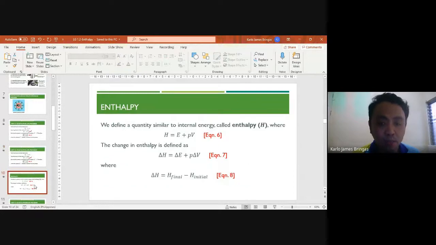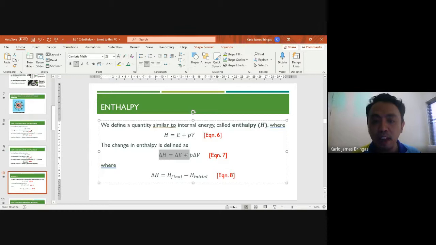So enthalpy is defined as follows. Enthalpy is a quantity similar to the internal energy. The symbol of enthalpy is capital H, and it is defined as the sum of the internal energy plus the PV work. The PV work is the work that our gas accomplishes as it expands or compresses against a constant pressure. Now, the change in the enthalpy is defined by equation number 7 shown here, where delta H is equal to the final enthalpy of the system minus the initial enthalpy of the system.